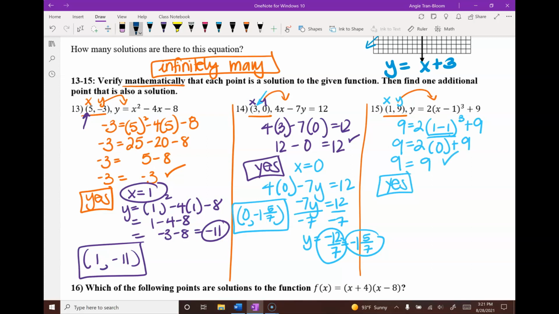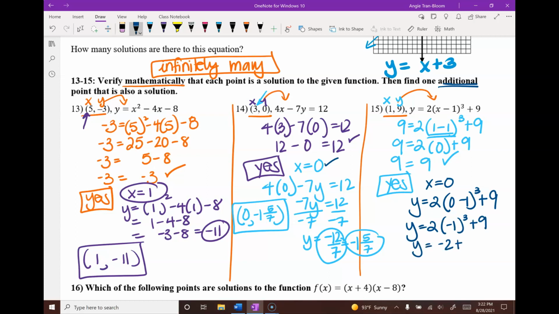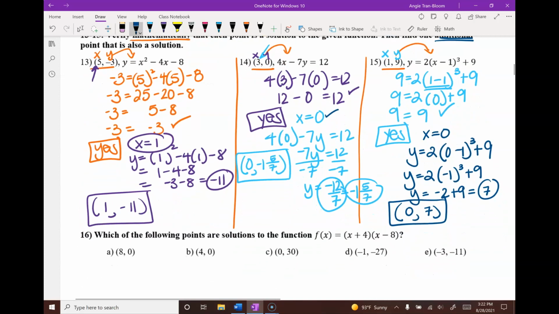Now, this last one, I want you to come up with a point on your own. Remember, to find another additional point, the x value has to be different from what we already have. So you can pick anything you want, all right? Since I can't use 1, we can use 0. I already used 0 before, but technically you can use it again for example 15 because they're not related. So let's do 0. Why not? Because it's easy. So y equals 2 times 0 minus 1 to the third plus 9. Y equals 2 times negative 1 to the third plus 9. Negative 1 to the third, students, is going to be negative 1. Negative 1 times 2 is negative 2. Negative 2 plus 9 gives me a positive 7. So another answer is 0, comma, positive 7. And no, that's not the only additional one. You can have so many more.